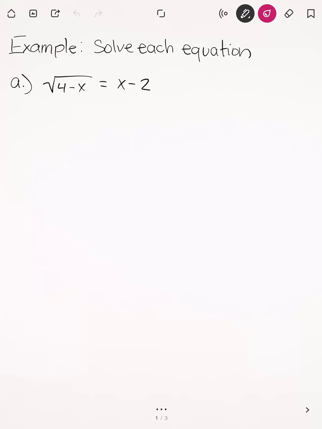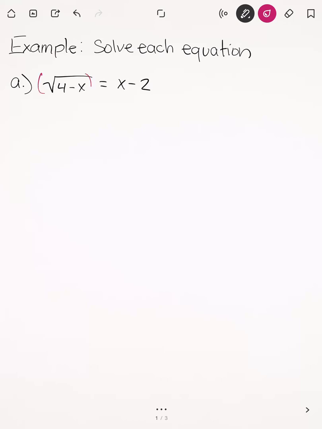So we want to solve each equation. These are a little more difficult than the part 1 videos. Looking at this, we have the square root of 4 minus x equal to x minus 2. If you look at it, there's no way we can just get a number by itself like we were doing with the radicals by itself. So let's go ahead and square it.